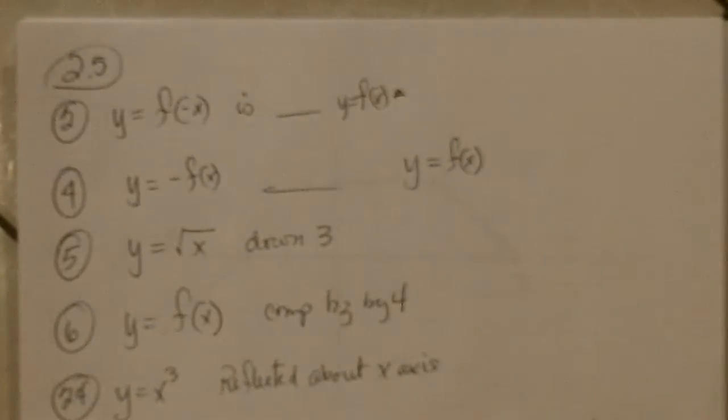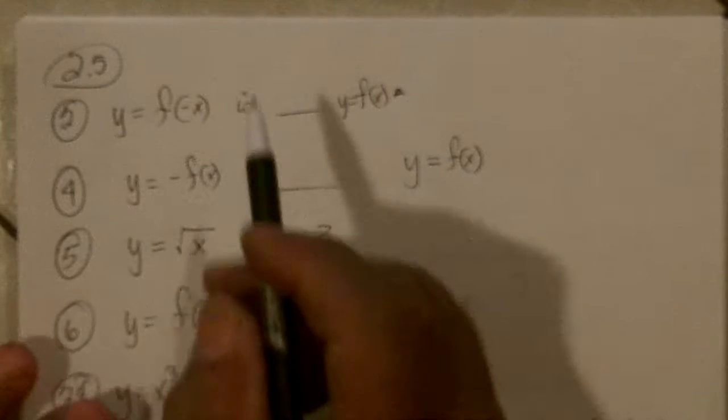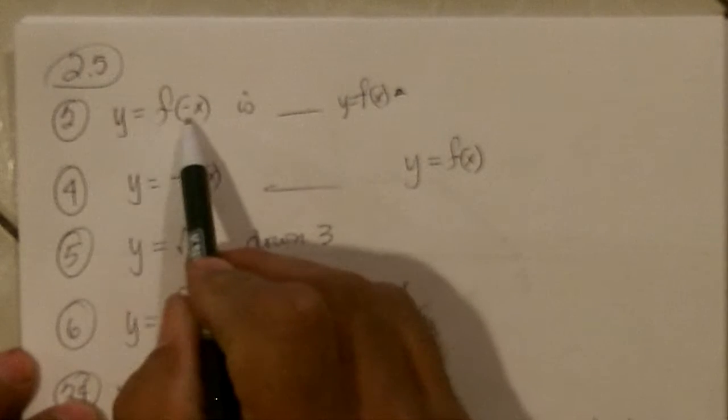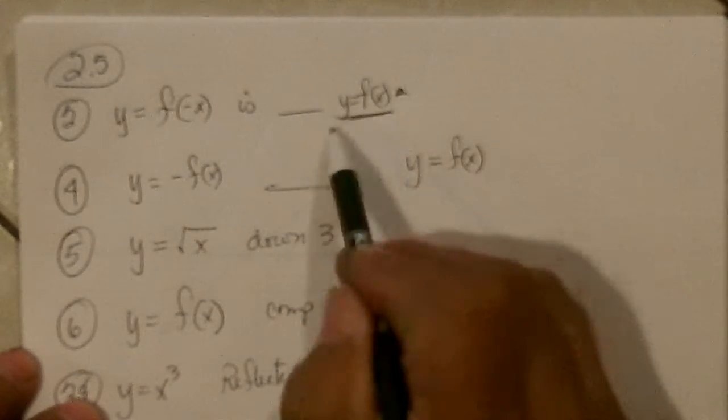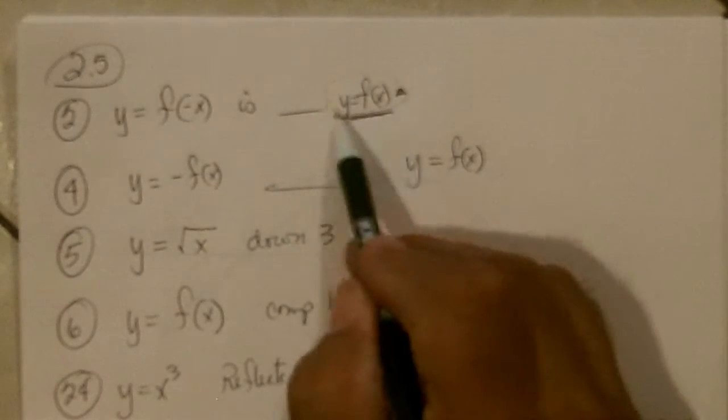All right, we're going to do 2-5. For 2-5 it says, what will f of negative x be? What does it do to this? What happens to this one?